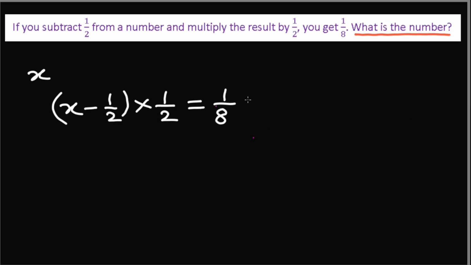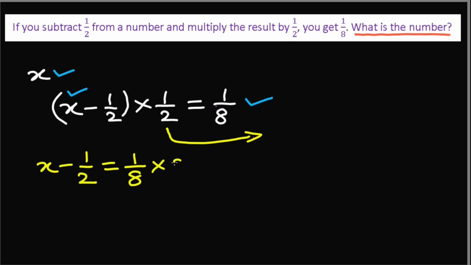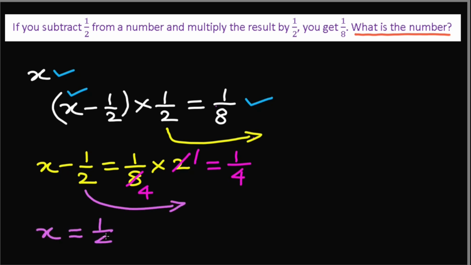This is the linear equation in x that we have to solve to get the required number x. We will send this 1/2 to the right hand side so that it will be multiplied by its reciprocal, which is 2. So we write x minus 1/2 equals 1/8 multiplied by 2. That gives us 1/4. Now we will send this 1/2 to the right hand side and write x equals 1/4 plus 1/2, since minus 1/2 becomes plus 1/2 on the right hand side.